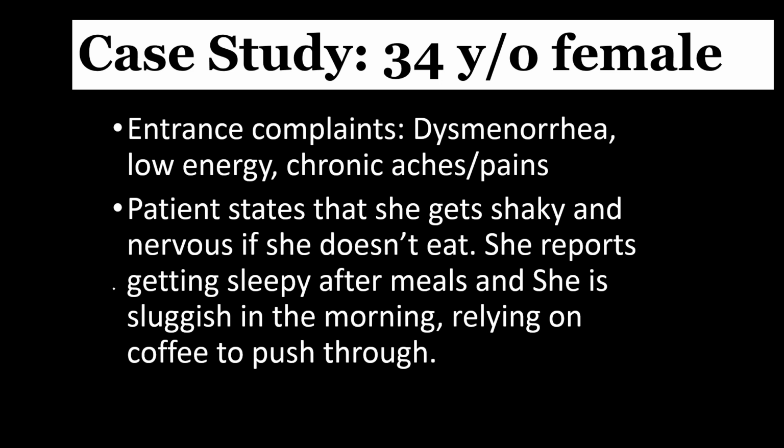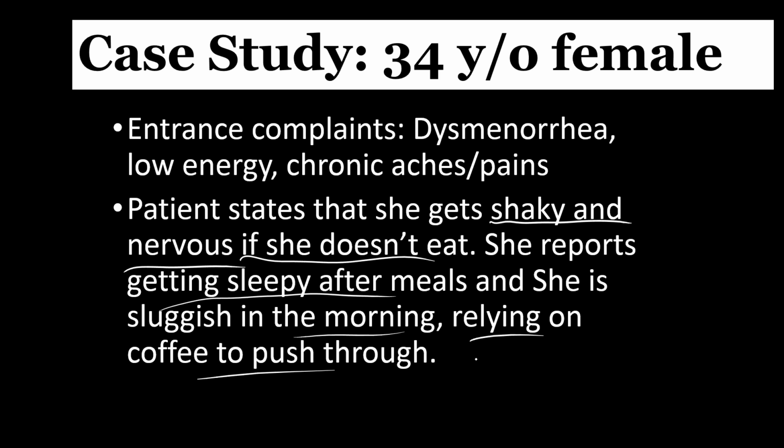Okay, a quick case study right here. Entrance complaint: dysmenorrhea, low energy, chronic aches and pains. The patient states that she gets shaky and nervous. So what does that already tell us? She gets shaky and nervous if she doesn't eat. That tells us hypoglycemia. She reports getting sleepy after meals. This is insulin resistance. She is sluggish in the morning and relying on coffee to push it. That could be a lot of things, adrenals and other things, but it could also be insulin resistance.